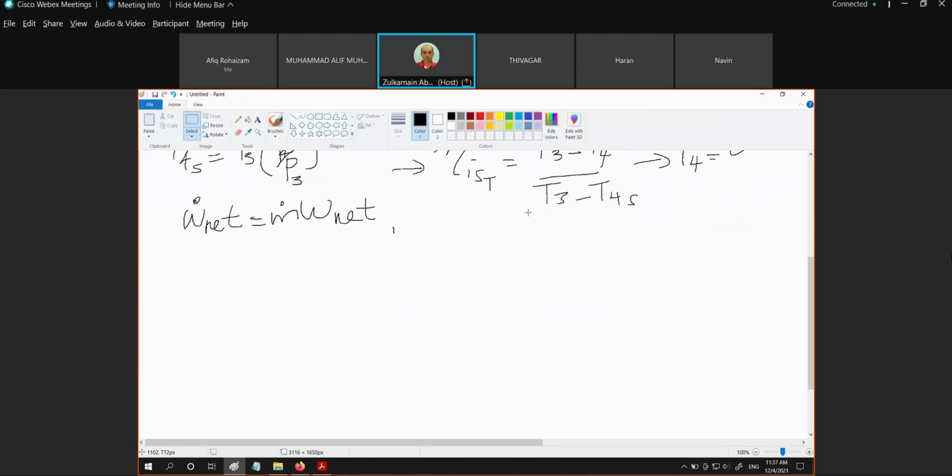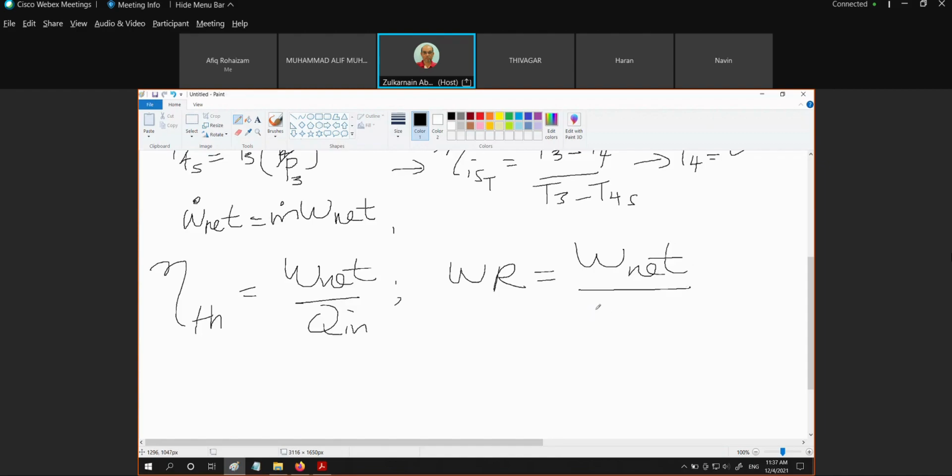Okay. And then if you want to find what is our thermal efficiency, for the thermal efficiency, this is equal to the W net divided by the Q in. The Q in is equal to Q23, and the work ratio is equal to the W net divided by the W gross. In this case, our W gross is the W34, which is the turbine work. Okay.